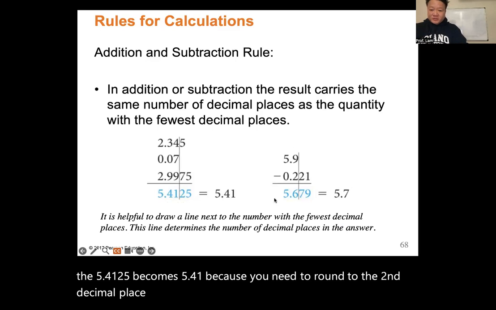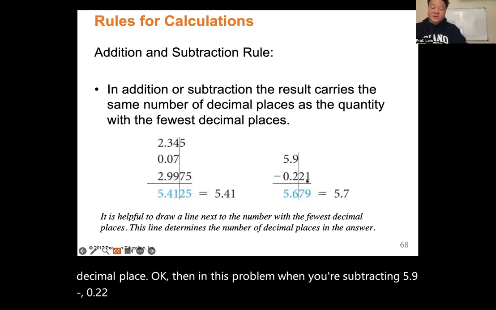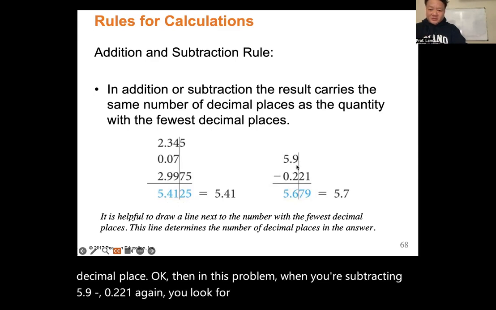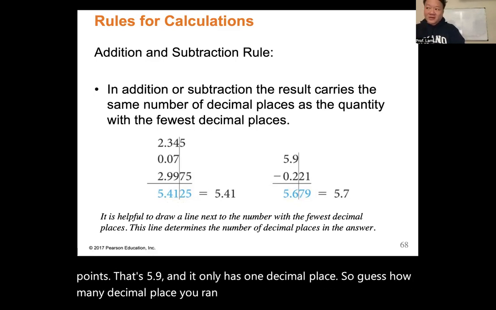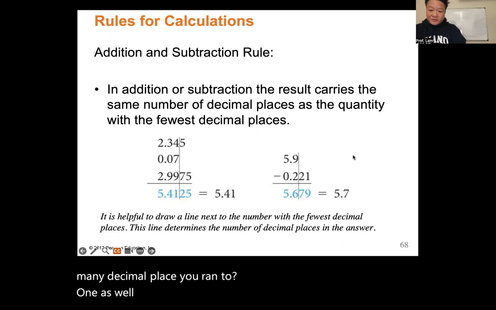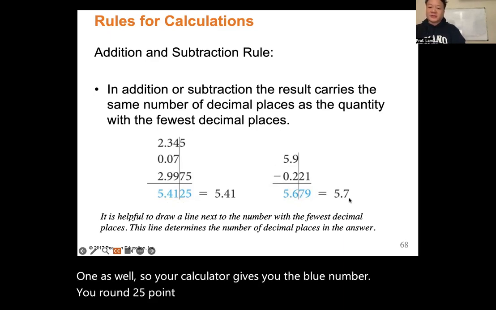Then in this problem, when you're subtracting 5.9 minus 0.221, again, you look for the number with the fewest decimal places. That's 5.9. It only has one decimal place. So guess how many decimal places you round to? One as well. So your calculator gives you the blue number. You round to 5.7, right? Because that's one decimal place.